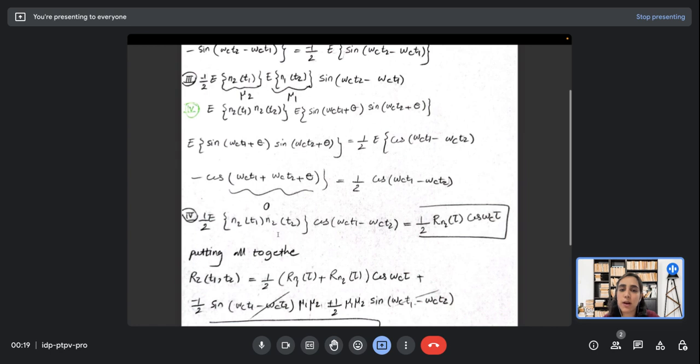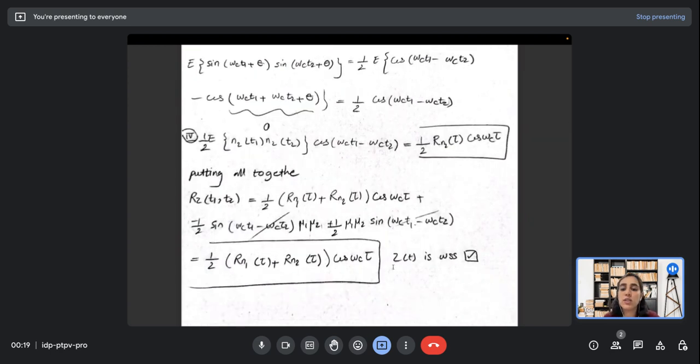And for the fourth part, we have again n2 times n2, which can be written as r of n2 of tau. And for sine of a times sine of b, we have cosine of a minus b minus cosine of a plus b. One of them does not have any theta, and one of them has theta. The integral of the one that has theta is 0, and we have a constant, so it comes out of the integral. So we will have 1 divided by 2 r of n2 times cosine of WC tau.